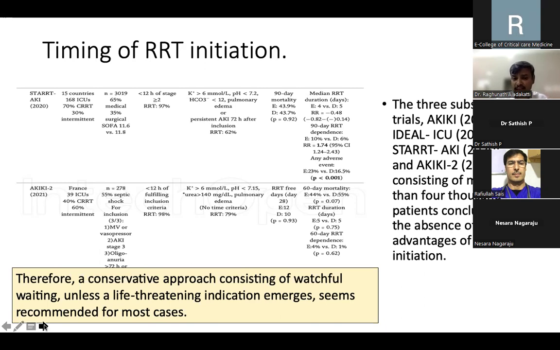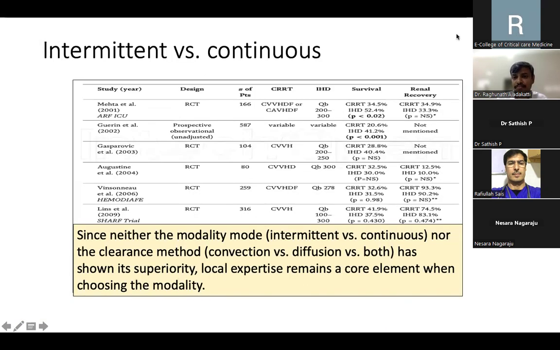If the trend is increasing, the patient is not improving, the patient is oliguric or anuric, and potassium is increasing, then you can go for dialysis. There are many studies on whether to go for continuous renal replacement therapy or intermittent renal replacement therapy, hemodialysis.